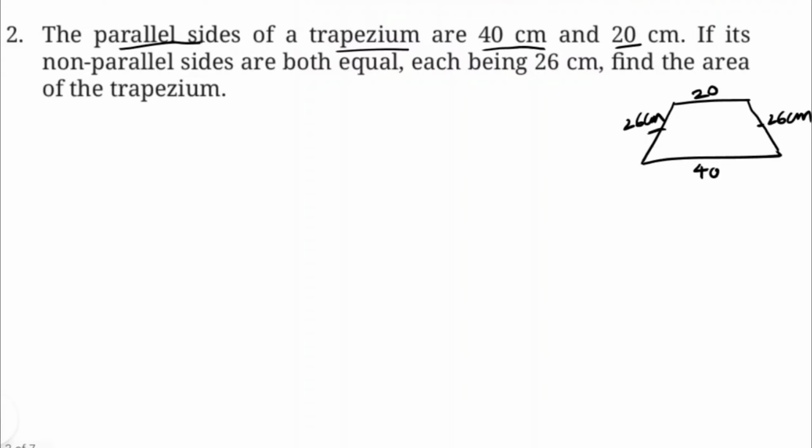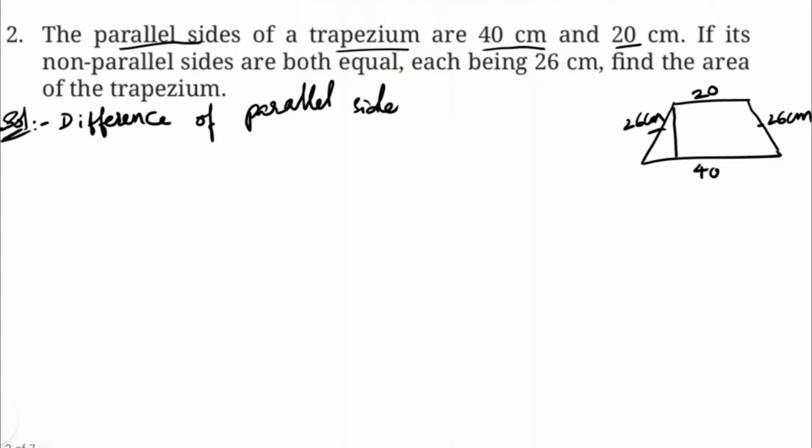Okay, so first, to find out the area, we should know the height, but we don't know the height. To find out that height, let us do some calculations. So first I'm going to start with finding the difference between these two parallel sides. So difference of parallel sides is equal to 40 minus 20, which is equal to 20 centimeter. So this is the difference.